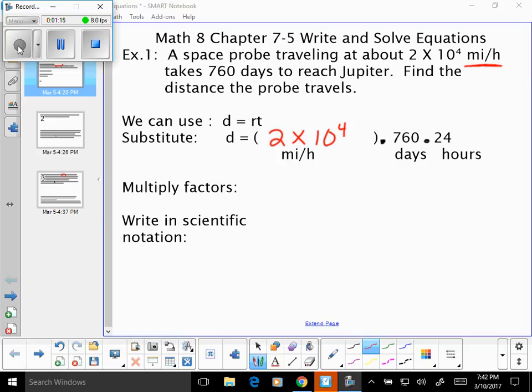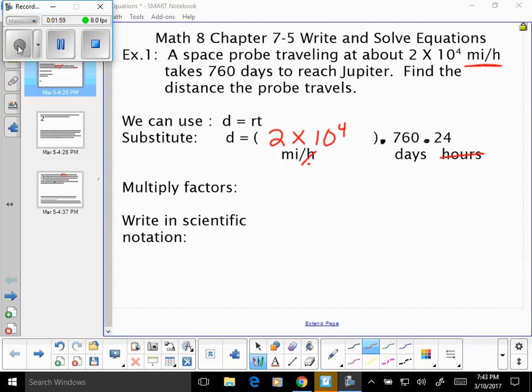Now think back to the dimensional analysis that we did. We need to cancel that hours that's down here in this particular label. So we are going to have to multiply by a factor of 24 so that we can cross that hours label out, because the days and the hours together account for all of the time that the probe is traveling. We are going to multiply the factors.